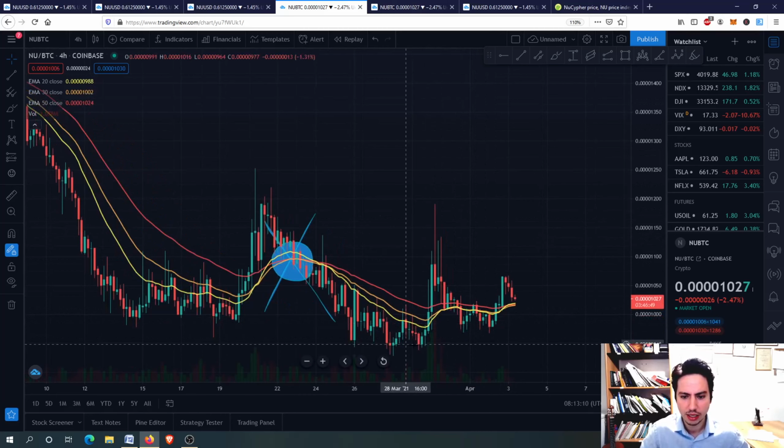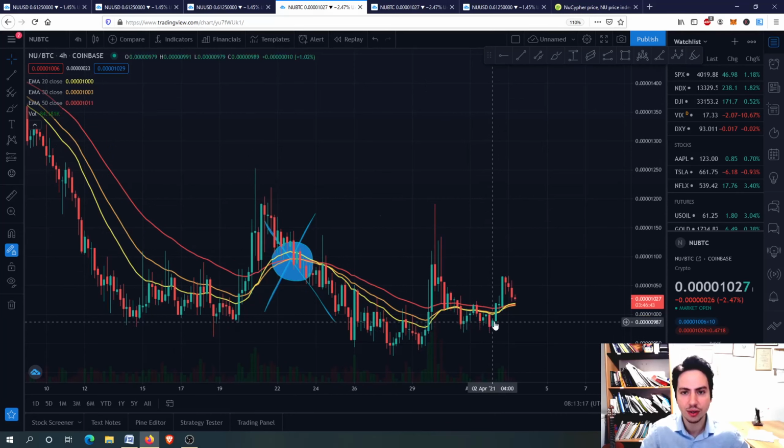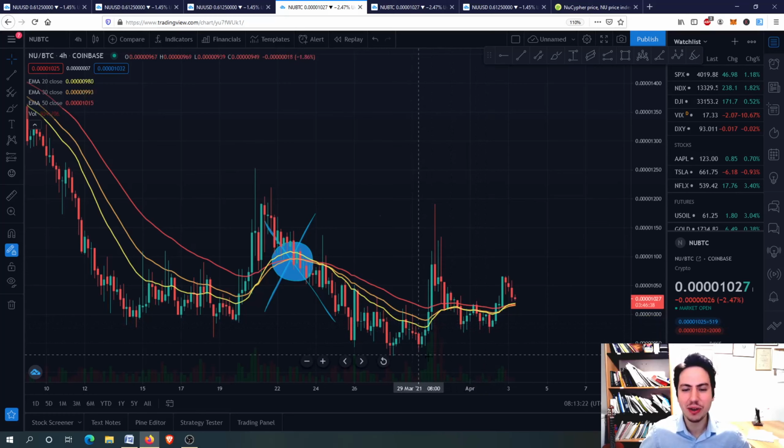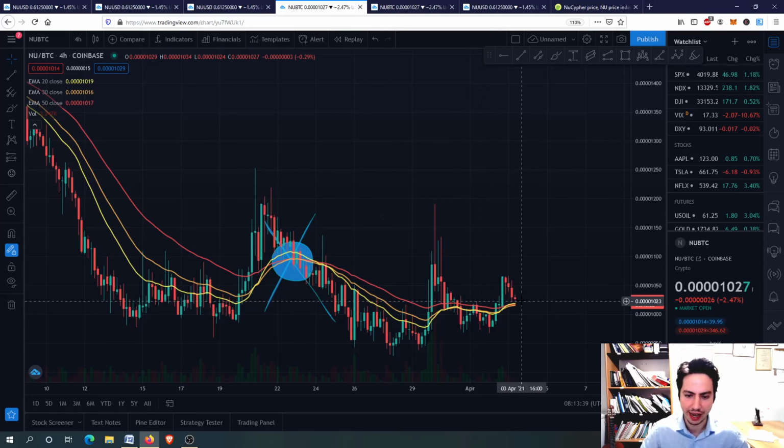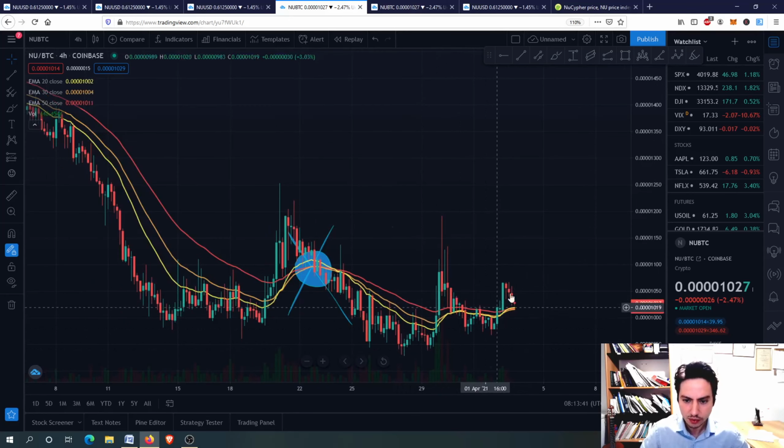But here, what I want to see is maintaining these new higher lows, okay. I always get confused about that, I'm sorry guys, but you can get the main point. I want to see new higher lows starting from here, making this a low, making this previous resistance level the new support level for NuCypher against Bitcoin. I don't want to see it moving this way.